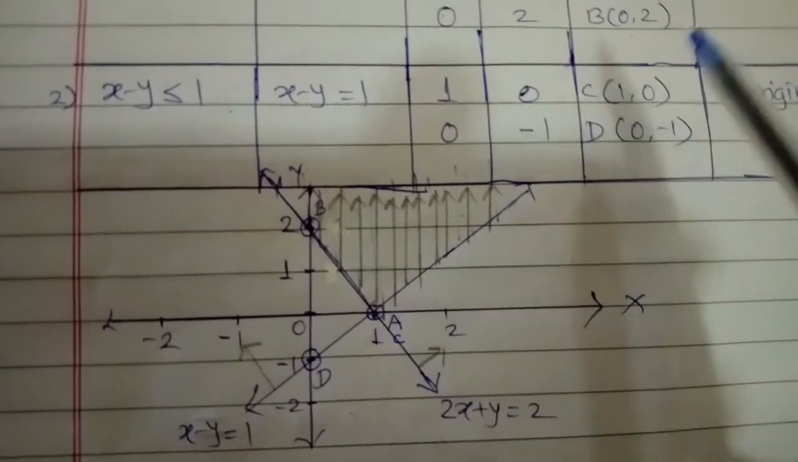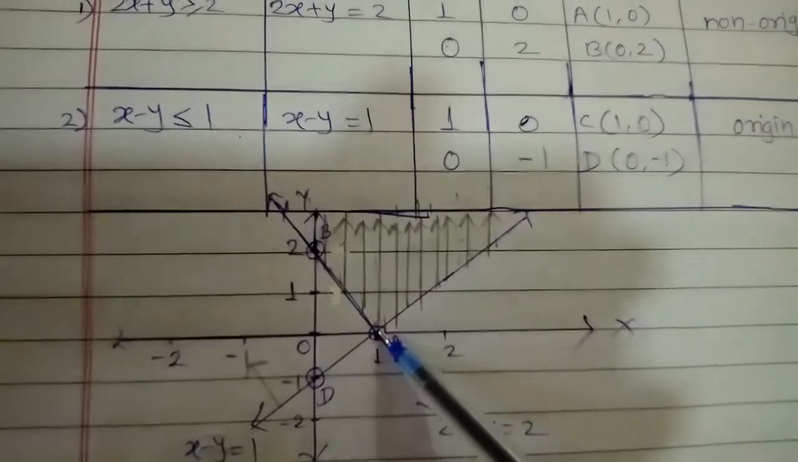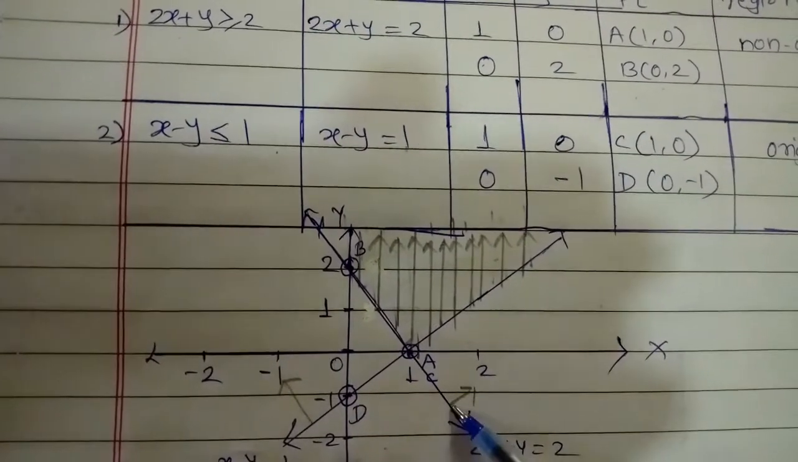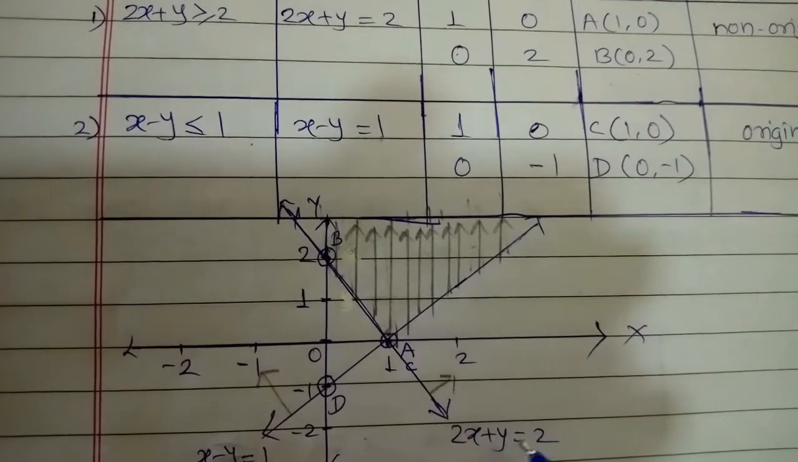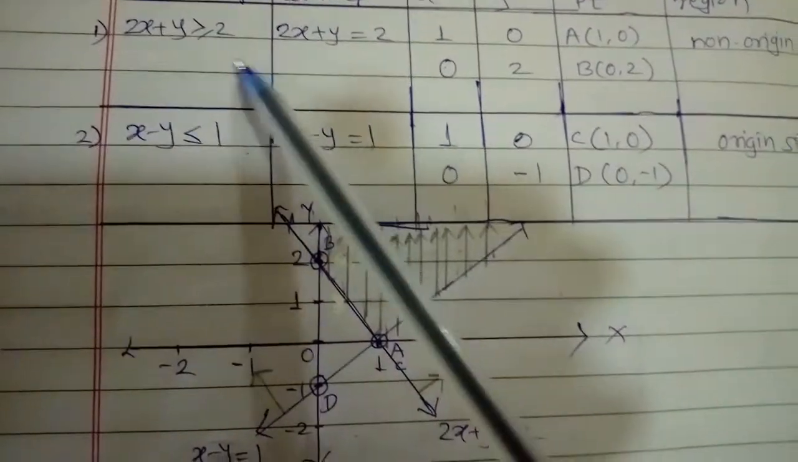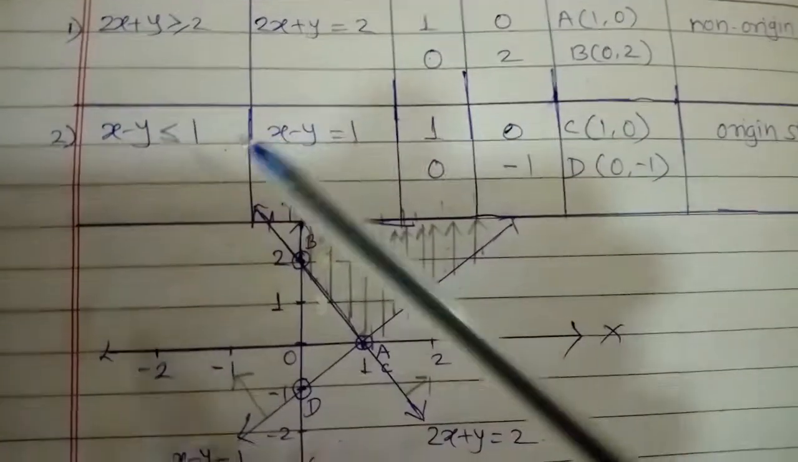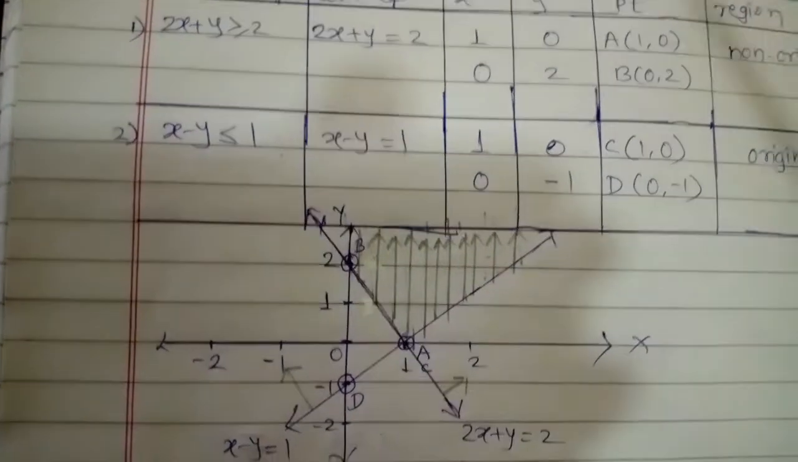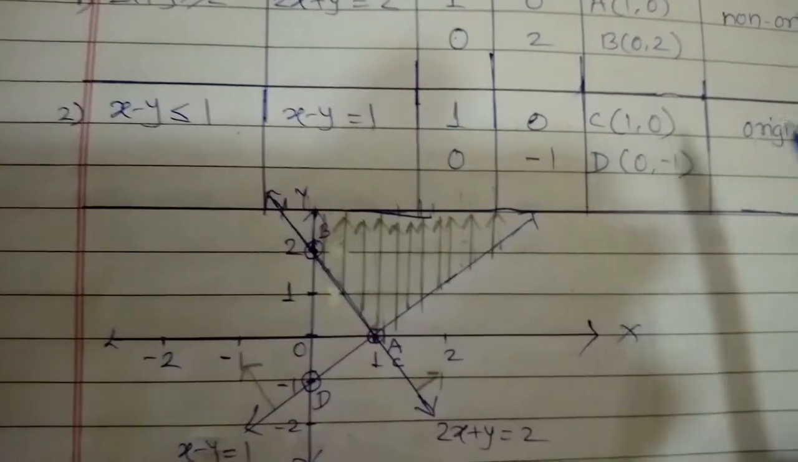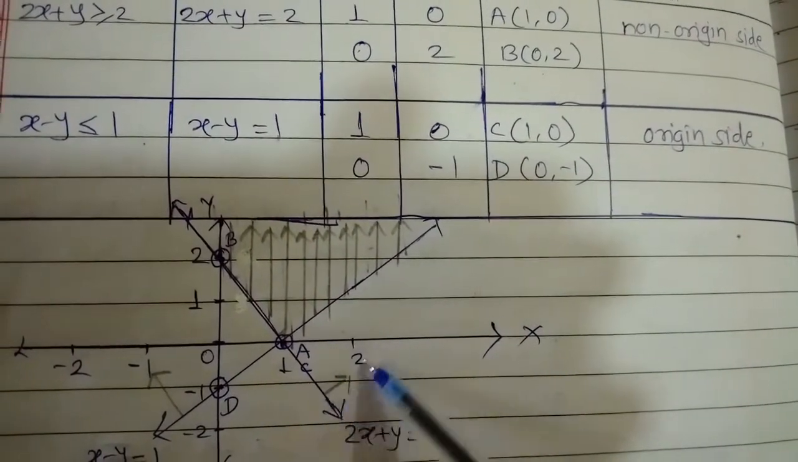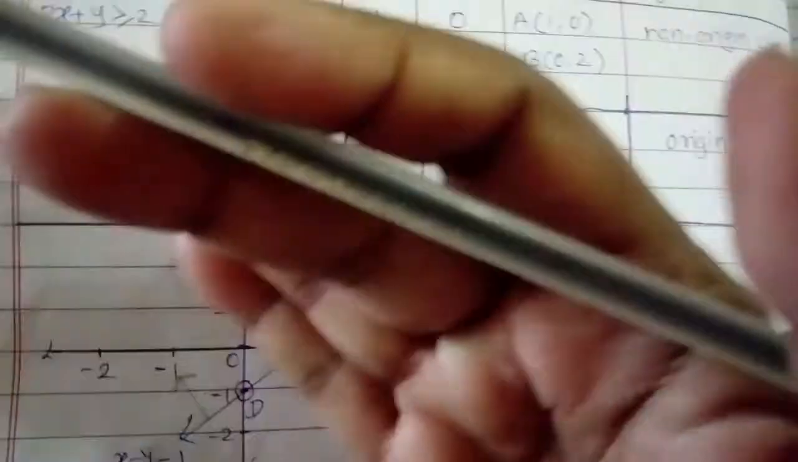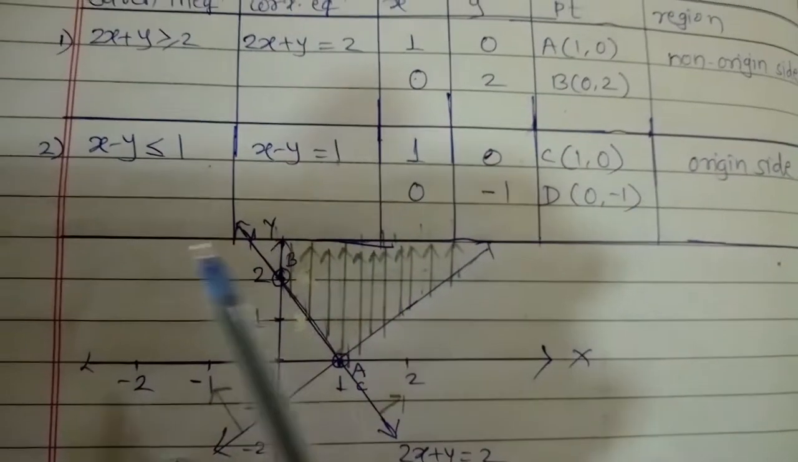Now first we join this AB. Here are A and B, and I am going to join AB. For the line AB, it is the graph of the equation 2x plus y equals 2, so we have to mention that here. And for this equation we have to draw the arrows on the non-origin side. So first see this AB line. What is the origin side of this AB? This part is the origin side, but we have to draw the arrows on the non-origin side, and the non-origin side is on this part. So here I draw only one arrow, just to confirm that this one is the non-origin side.